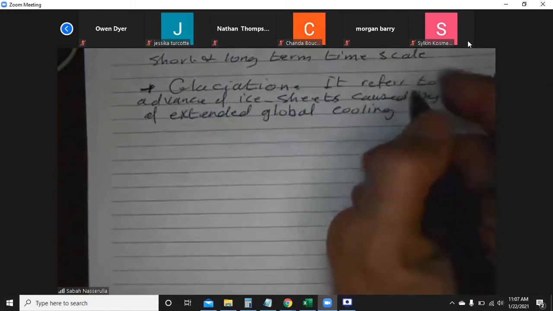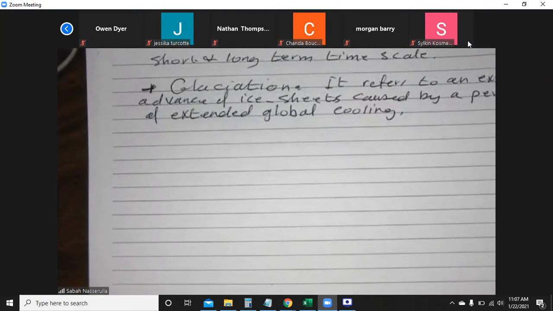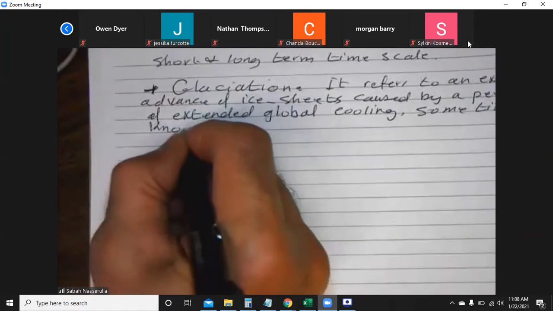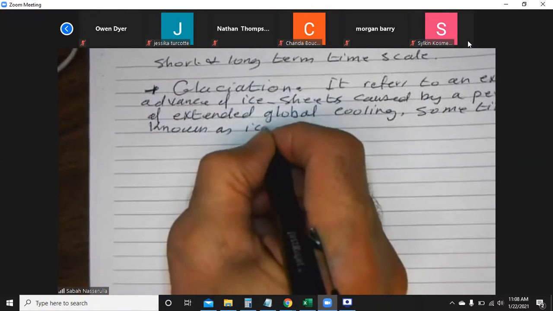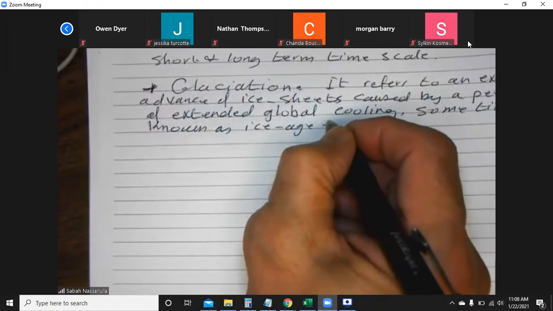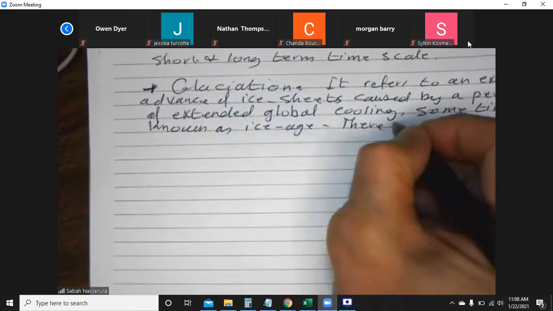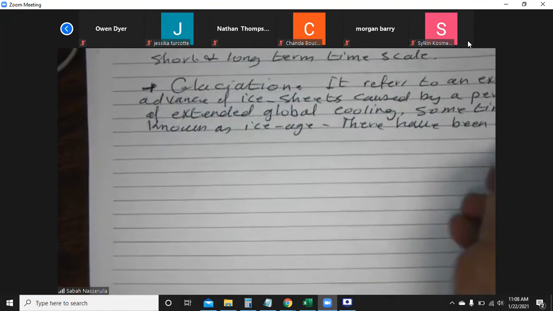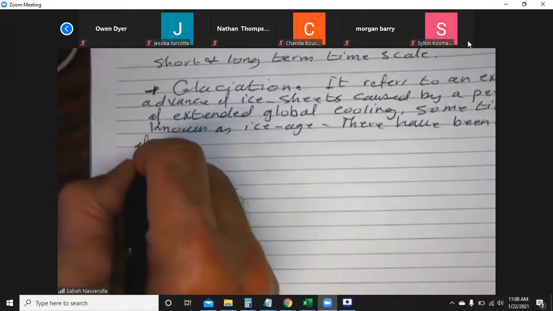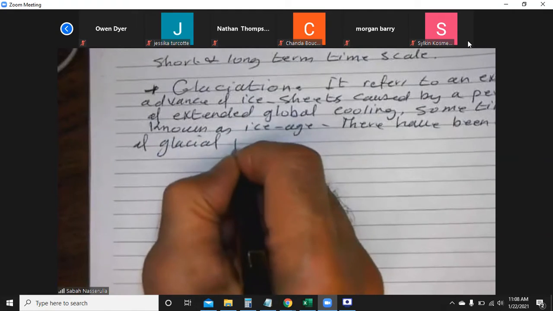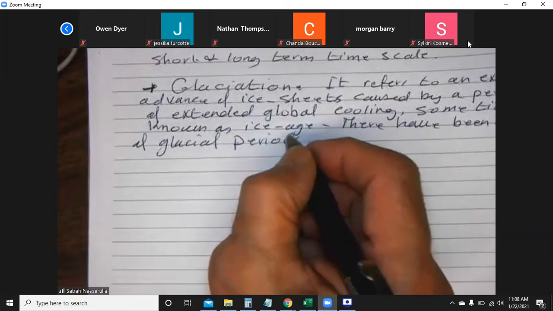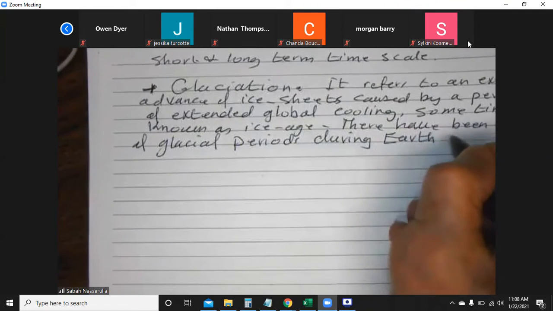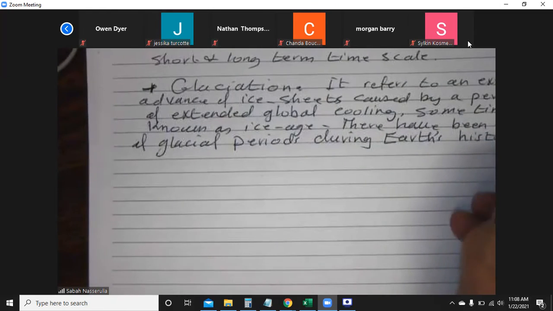Basically, that is sometimes known as the Ice Age, as we already know here. And of course, there have been a number of glacial periods during Earth's history.